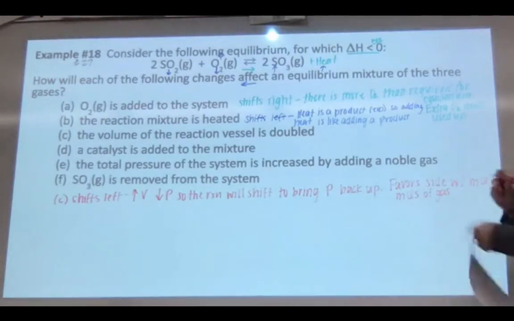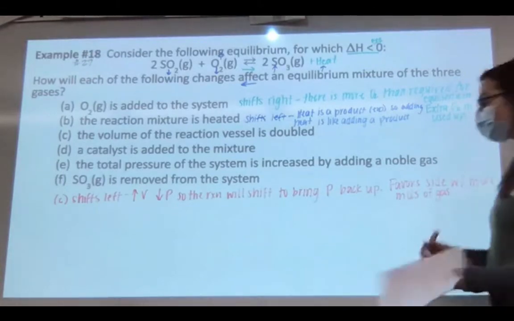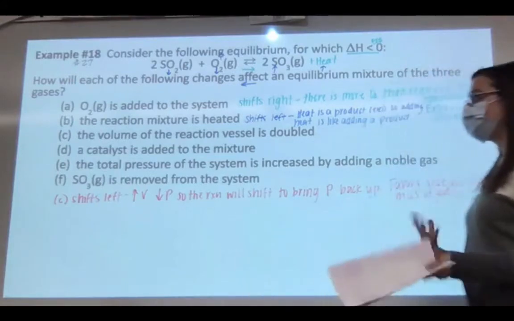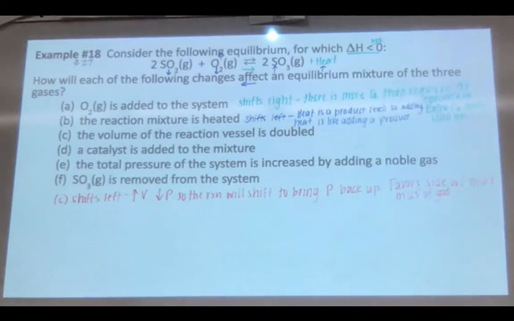So the whole point of LeChatelier's principle is that whatever stress we're putting on the system when it's at equilibrium, the reaction is going to shift in a way to try to undo that change as much as it can.